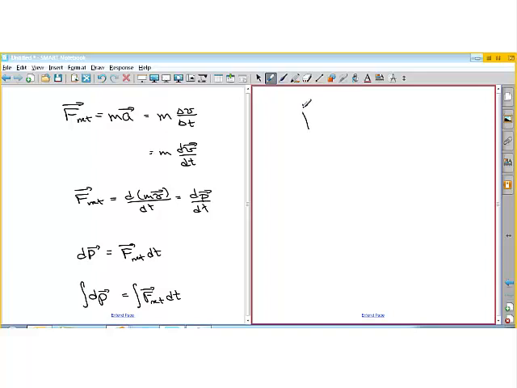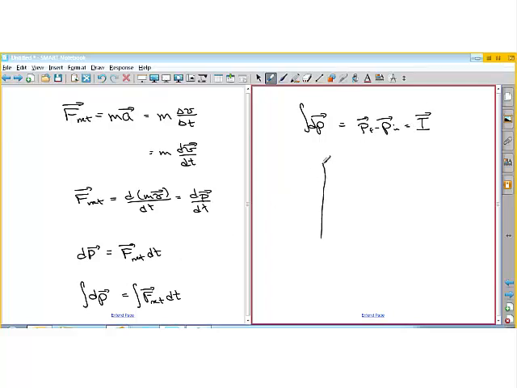And this integral of dp is just the change in p. So you get p final minus p initial. That's the change in the momentum, and we call that the impulse. So impulse is a vector as well. So another way of writing this whole thing out is that, well, no, this is actually not delta.